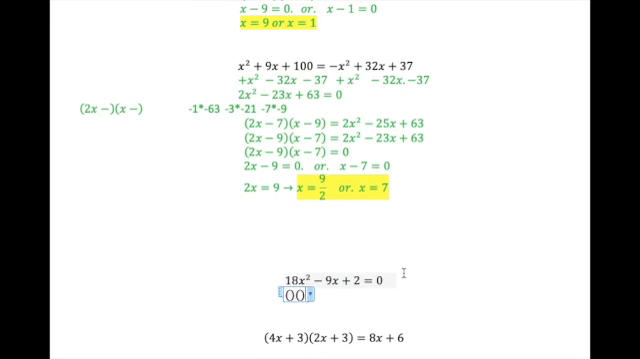Two pairs. 2 times 1 gets me 2. It's got to be 2 and 1. And this negative sign tells me they both have to be a minus number. So I need something x minus 1 and something x minus 2. Factor pairs of 18.